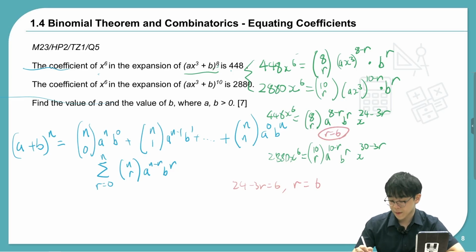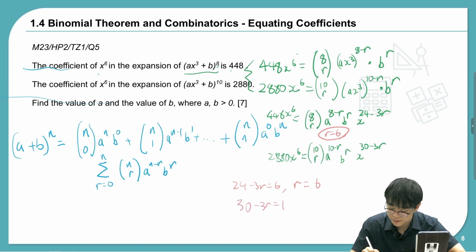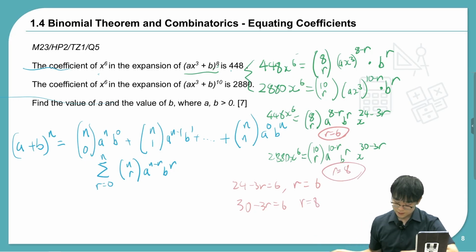And then for the second part, we want to have 30 minus 3r equal to 6. So in this case, r should be, so if you have 30 minus 3r, that's going to be 6, so r is going to be 8 here. So we can just plug that in.